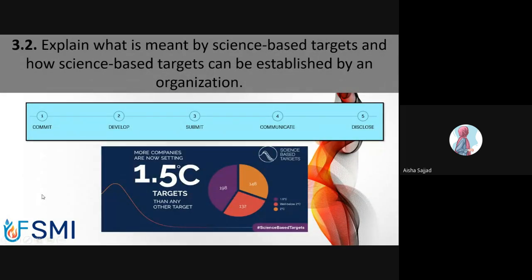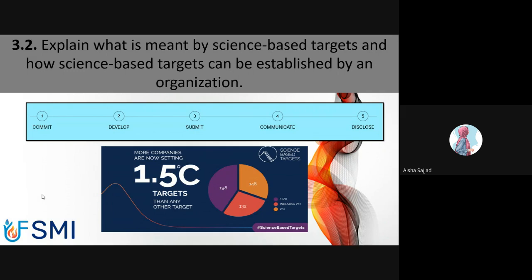The next assessment criteria talks about what science-based targets are. There's an organization called the Science-Based Targets Initiative, also known as SBTI, and it has developed a very comprehensive strategy on how you can achieve your science-based targets. First of all, it has given these 5 steps. First, you will have to commit, stand up for your organization, and come to SBTI and tell them how you want to achieve a specific goal, create a specific baseline for yourself, and move in a specific direction. Then you will have to develop a plan, and that plan will be submitted to SBTI.